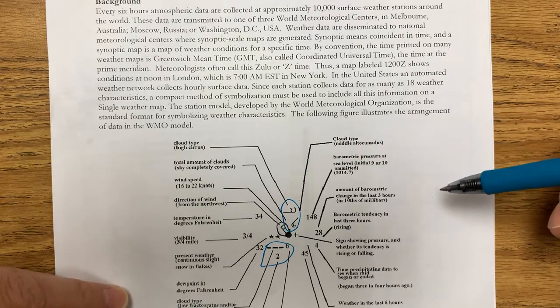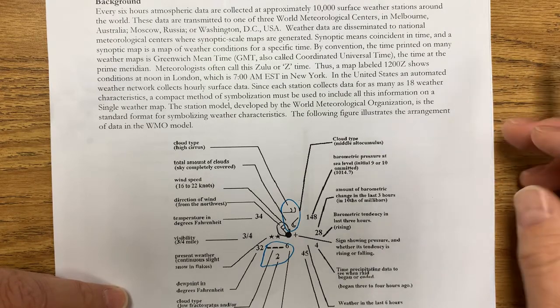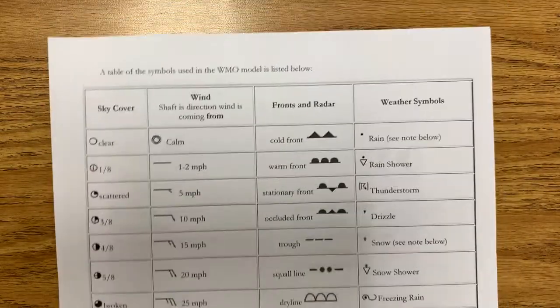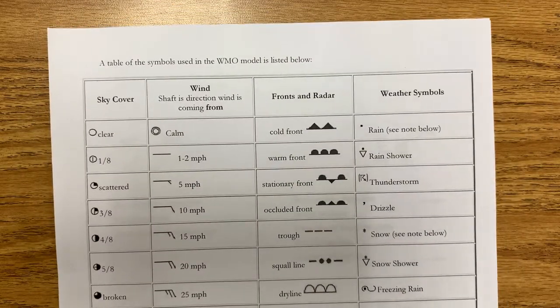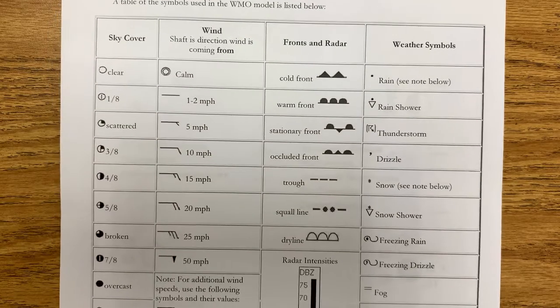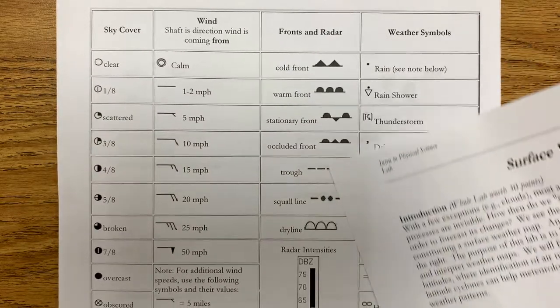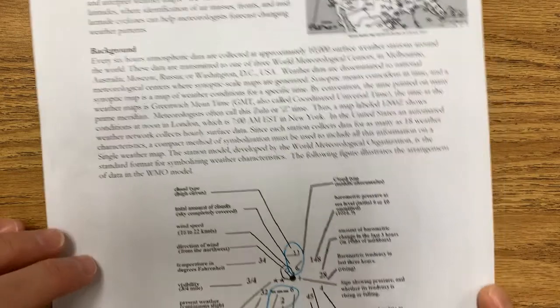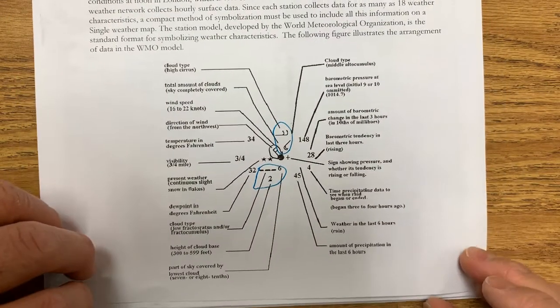And the weather data is also given in a set of universal symbols. The universal symbols are actually shown with what they mean on the next page here, going through and describing sky cover and wind and what the fronts look like here, and then what different weather symbols are used. But in general, these weather station models are shown in this notation.